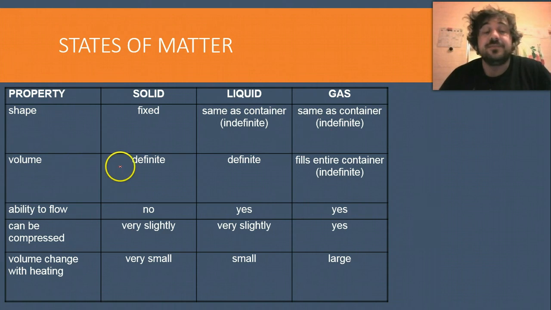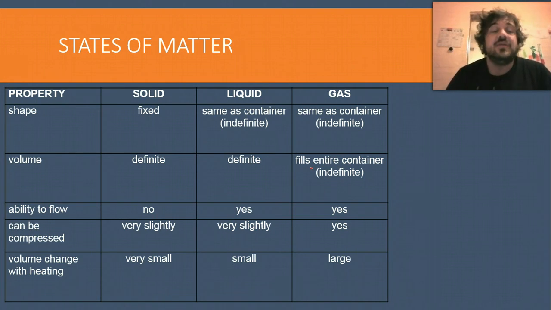The volume of a solid is definite. Okay, it has a set volume. The volume of a liquid is definite. But a gas, if we take half a liter of gas and then we put it into a 3 liter container, it will fill up that container. So the volume can change. The volume is indefinite. Ability to flow: no, solids can't flow, but liquids and gases both can.